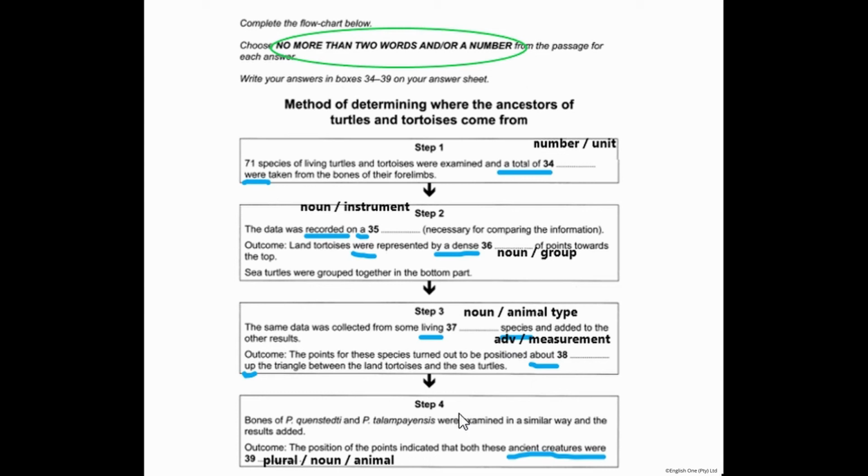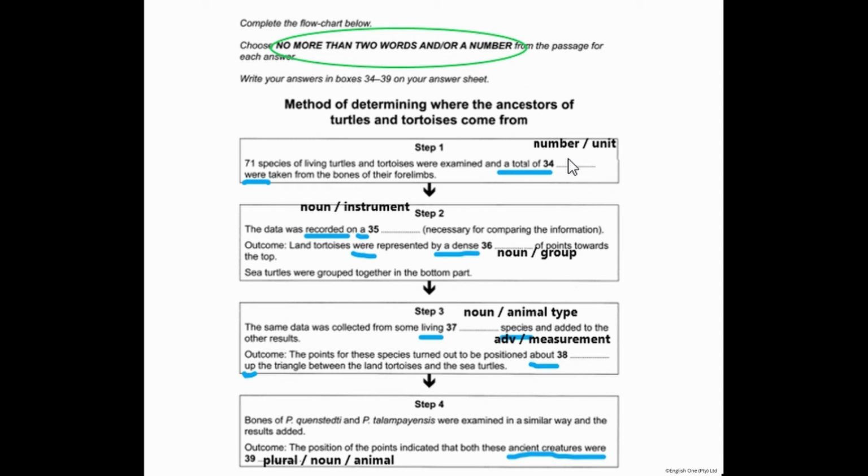And right here at the bottom, number 39, "ancient creatures were". So it's a noun, it's plural, and it's an animal. So now I have an idea of what goes into these gaps. The next step, now I'm spending energy to do this, guys. Spend the necessary energy to try and predict what goes in the gap.